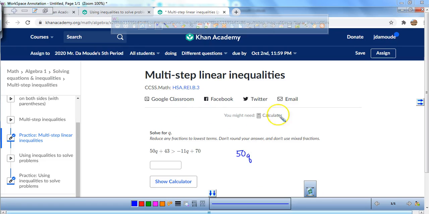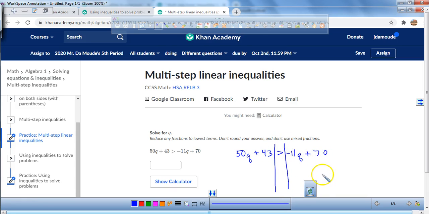So we're going to be going over multi-step linear inequalities. I'm just going to go over a few problems with you, so make sure you're just writing down the steps. We have 50q plus 43 is greater than negative 11q plus 70. Now here's our inequality sign.